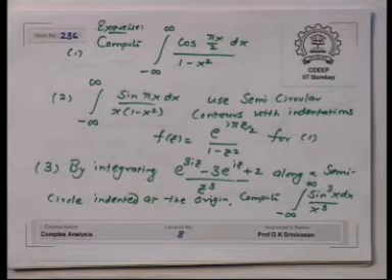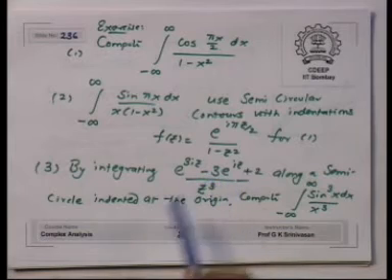What is sin cube x? How do you write sin cube x? Use the formula sin 3x is 3 sin x minus 4 sin cube x. And that is where this comes from.